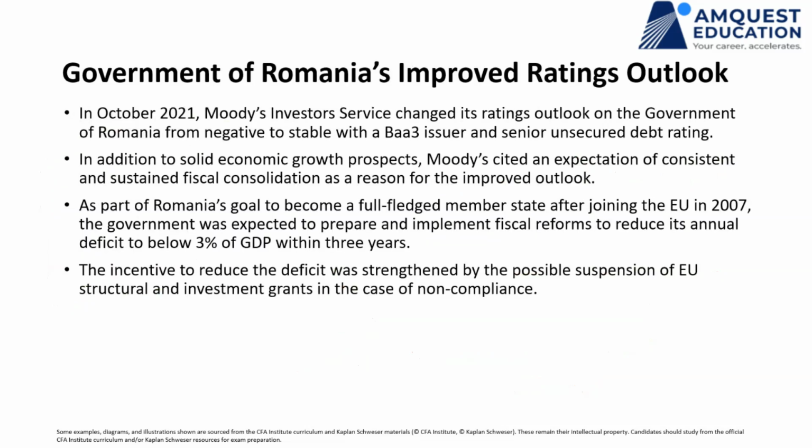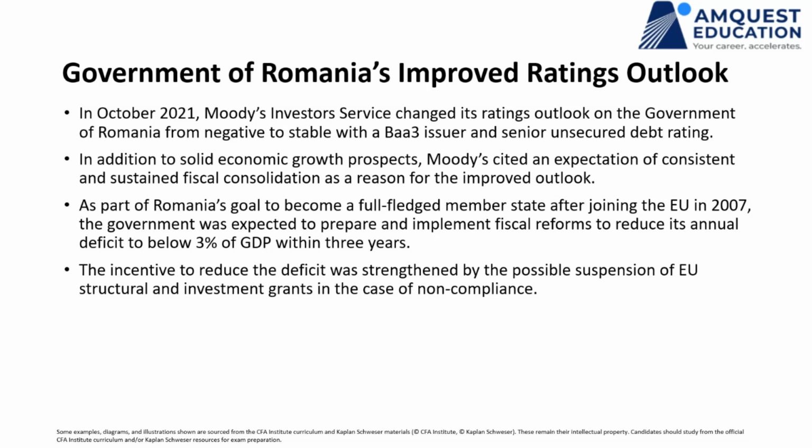Example, government of Romania's improved ratings outlook. So this is typically the way a ratings outlook will look. In October 21, Moody's Investor Services changed its rating outlook on the government of Romania from negative to stable. Negative to stable means you are looking at improvement. Now, this improvement could be on several parameters. This could be based on better macroeconomic conditions, government policies, and so on and so forth, with a Ba3 issuer and senior unsecured debt rating.